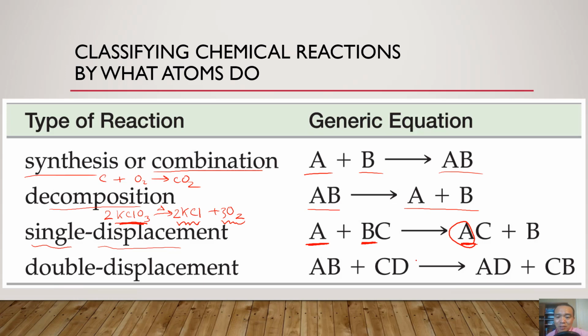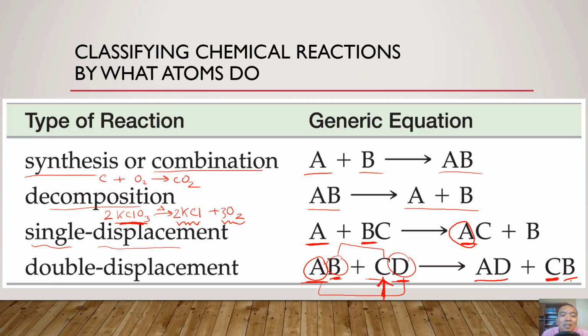In double displacement, the outside parts recombine and the inside parts recombine. Do remember, when we write AD, you don't write the other product as BC, because C was in front to begin with over here. So that's why you want to write the C first. It's CB.